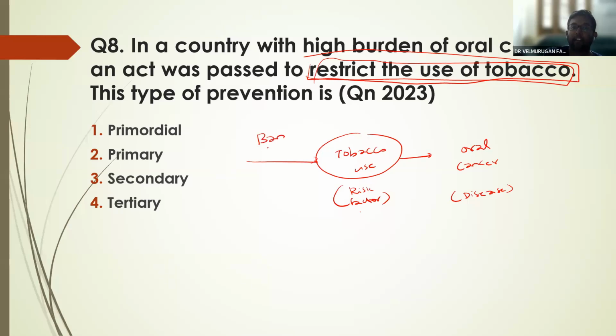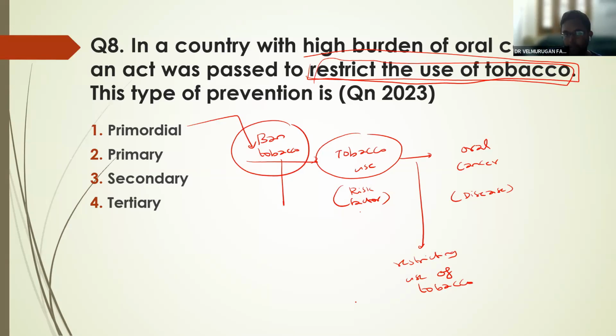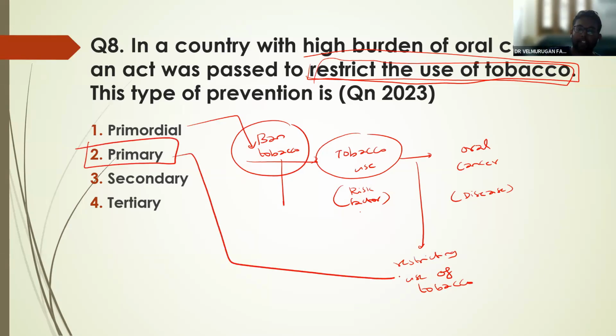In case we ban tobacco, then it could have been primordial prevention. But here we are only restricting the use of tobacco. So I prefer the answer to be primary prevention rather than primordial prevention. Here we are not banning tobacco completely. In case we had banned the sale of tobacco, that could have been primordial. Can you understand why I put the answer as primary? Because here we are only restricting the use of tobacco. If it were banning tobacco use, then you could have said primordial prevention. Okay guys, can you understand?